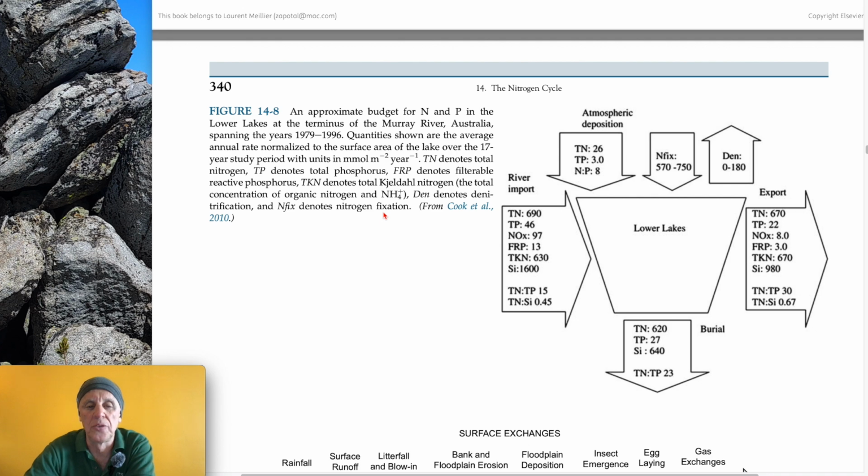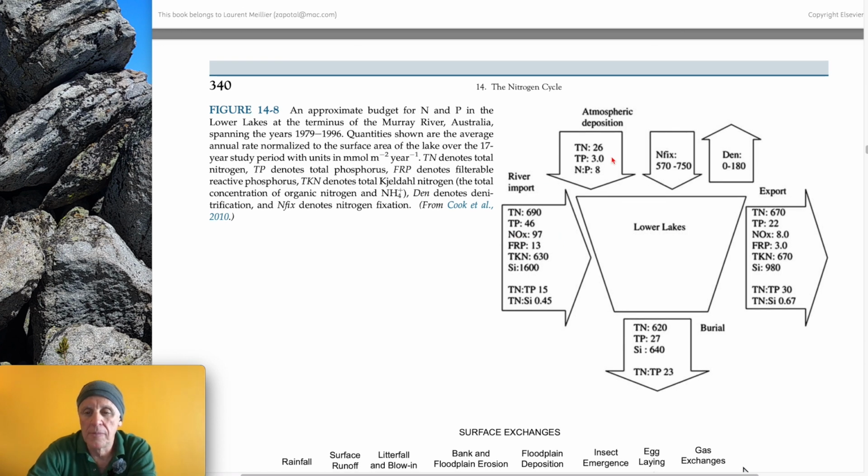TN denotes total nitrogen. TP denotes total phosphorus. FRP denotes filterable reactive phosphorus. TKN denotes total Kjeldahl nitrogen, the total concentration of organic nitrogen and ammonium. DEN denotes denitrification, and N-fix denotes nitrogen fixation. So one is the opposite of the other. The denitrification is the loss of nitrogen to the atmosphere, and nitrogen fixation is actually the gain of nitrogen to the soil or to the plant.